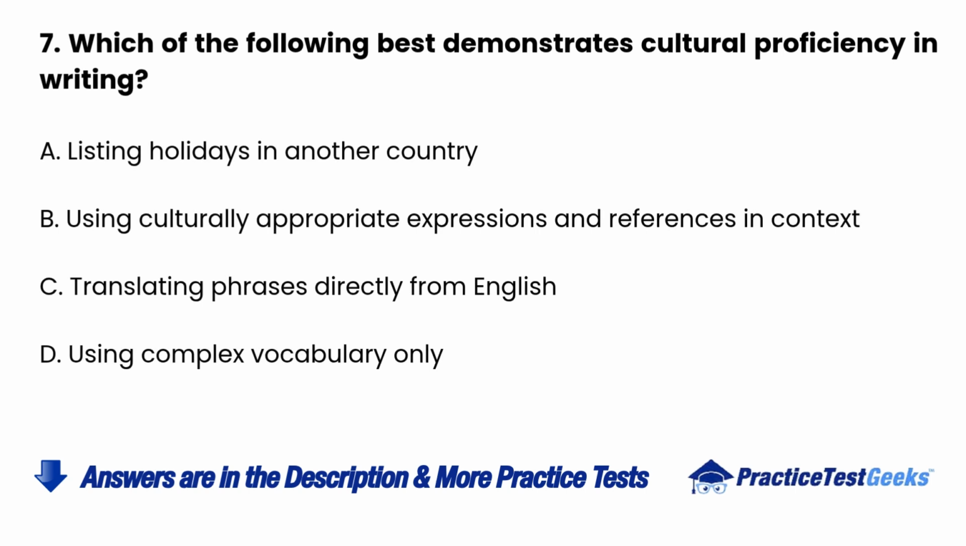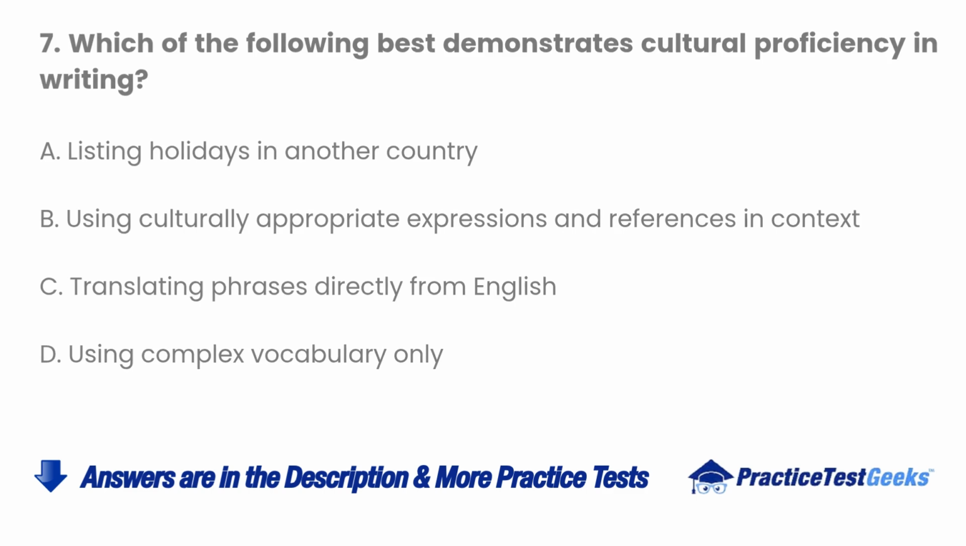7. Which of the following best demonstrates cultural proficiency in writing? A. Listing holidays in another country. B. Using culturally appropriate expressions and references in context. C. Translating phrases directly from English. D. Using complex vocabulary only.